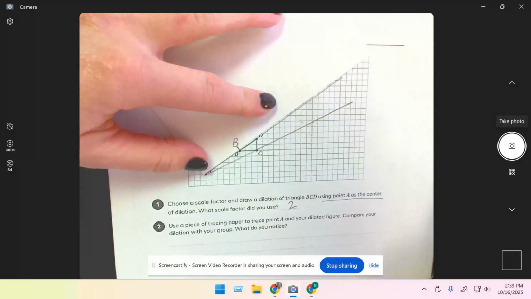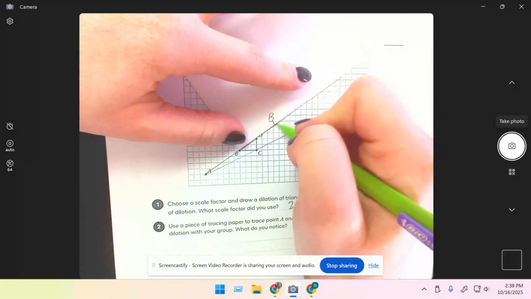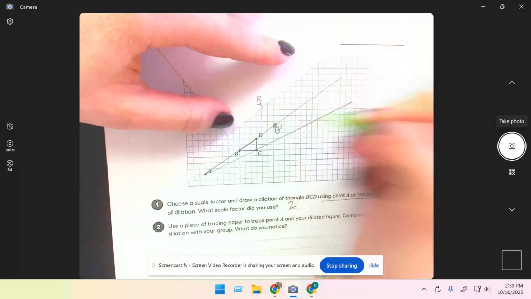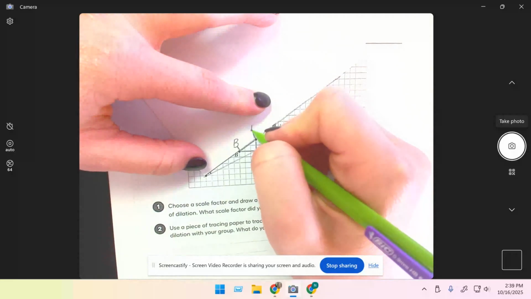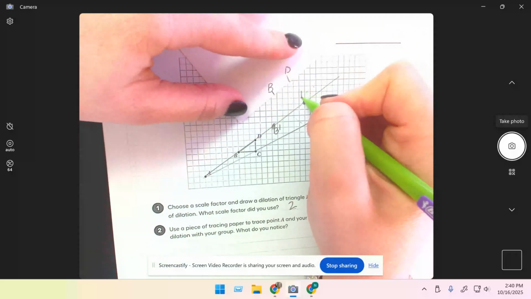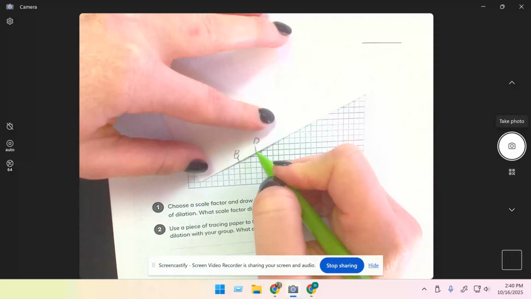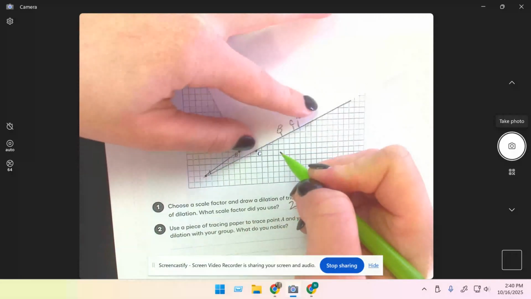I'm going to put a little tally. Then at B, I'm going to slide and put my new point, B prime. Then I'm going to go back and do the same thing for D, and slide and put the new point. And then C. Slide.